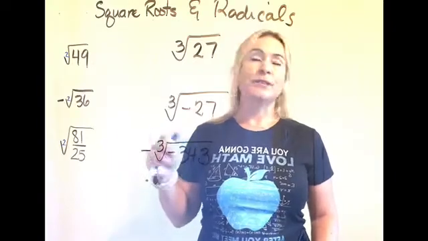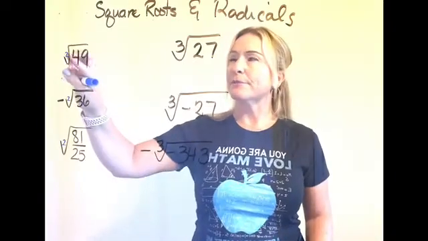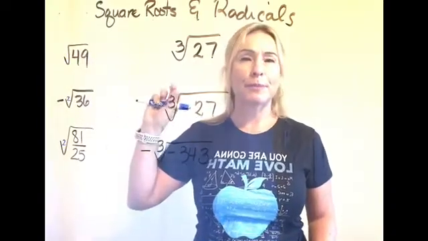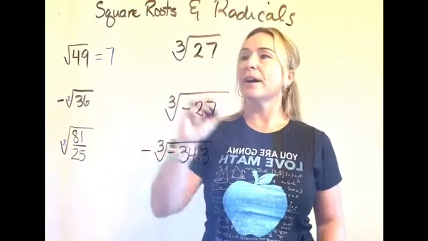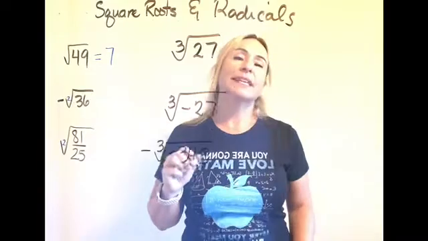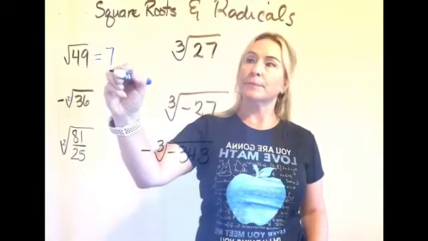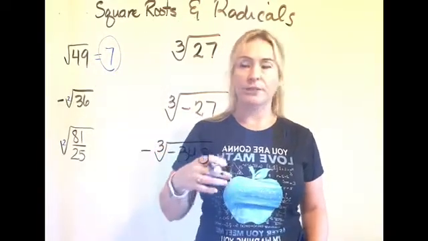That little 2 is obviously invisible. It's usually invisible. It doesn't usually show up because it's an assumed 2. But we do know that it's going to be a positive 7. So 7 times 7 is 49. So you just simply say 7, and that's all.